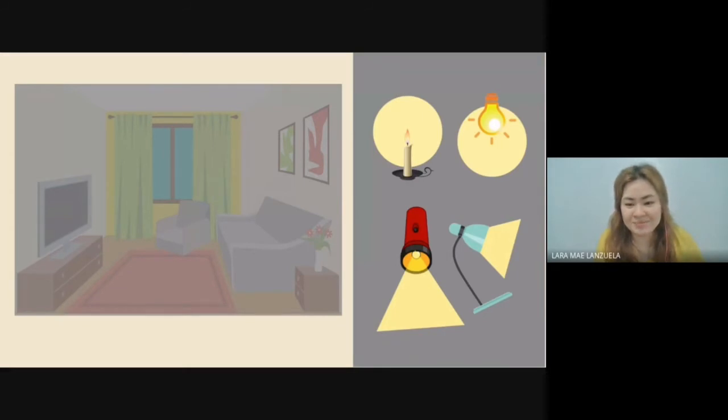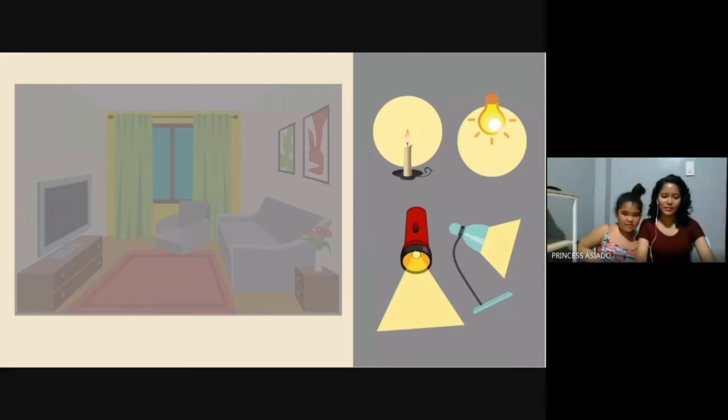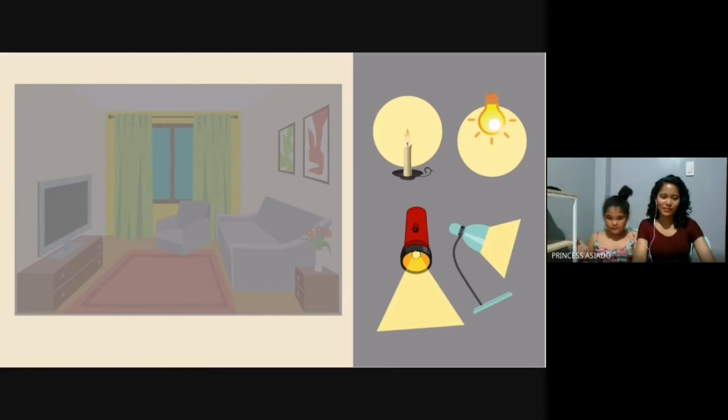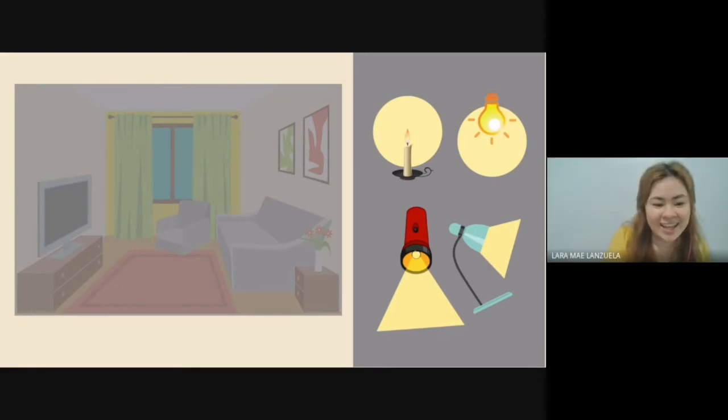So good job, everyone. Now, what will happen if we have and use these light sources in our living room? The living room is bright again. Correct. So these light sources are helpful, aren't they? Who do you think made this? Humans, Pop. That's right. So humans or people made this light. So these are called artificial sources of light. And they're also known as man-made because, just like what you have said, they're made by humans or people.